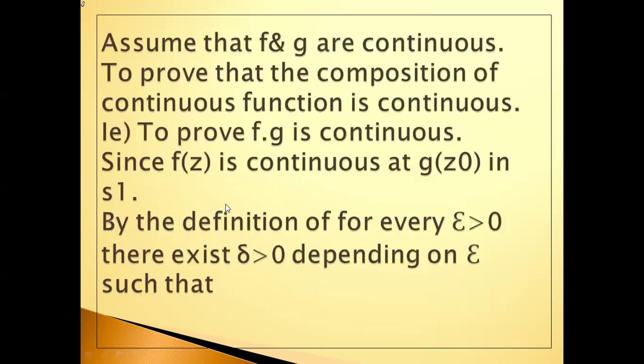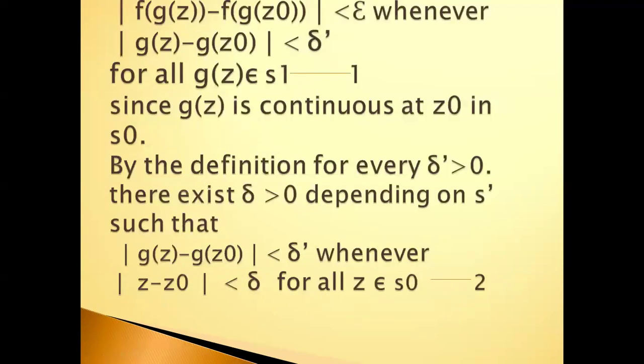Since f is continuous at g of z naught in S1, by the definition of continuity, there exist epsilon greater than 0 and delta greater than 0 depending on epsilon. So by the definition, modulus of f of g of z minus f of g of z naught is less than epsilon, whenever modulus of g of z minus g of z naught is less than delta. So this is the continuous function definition; we see the result.